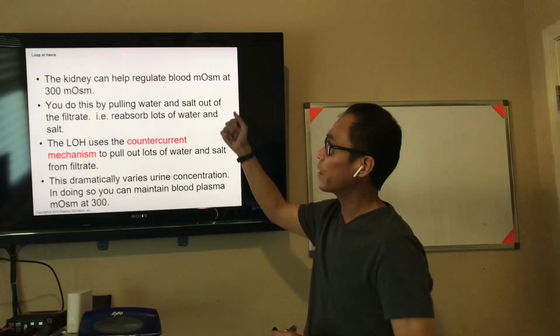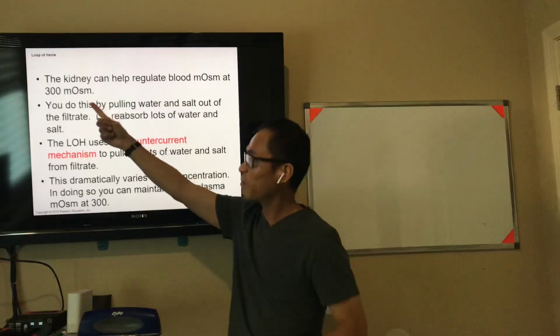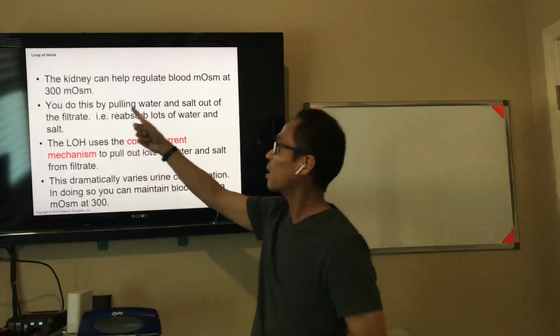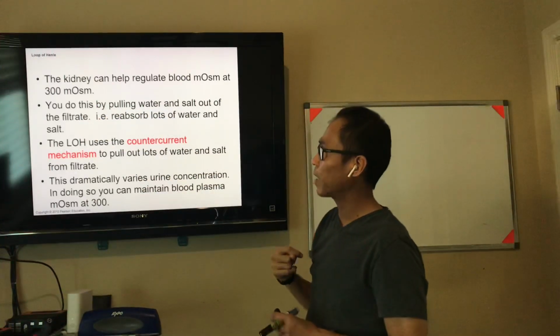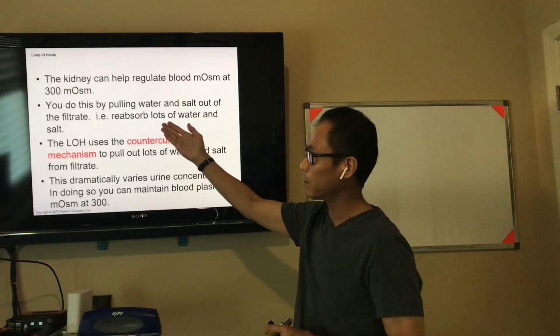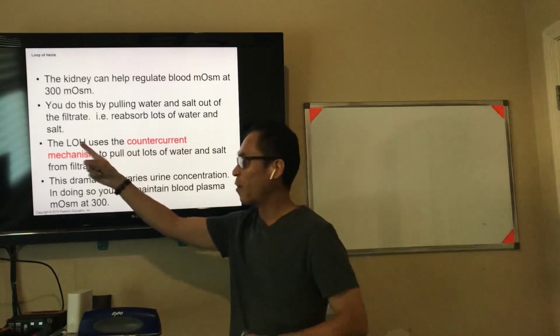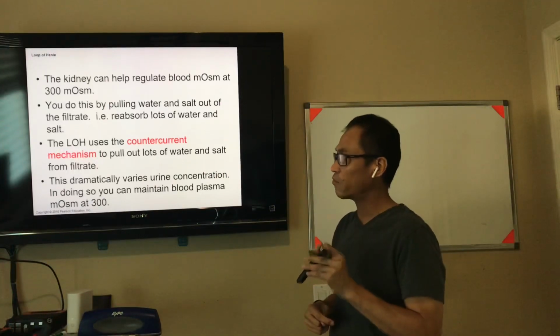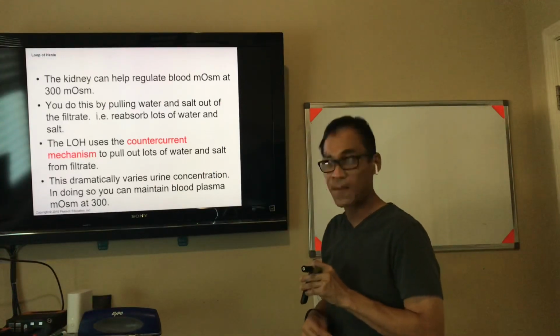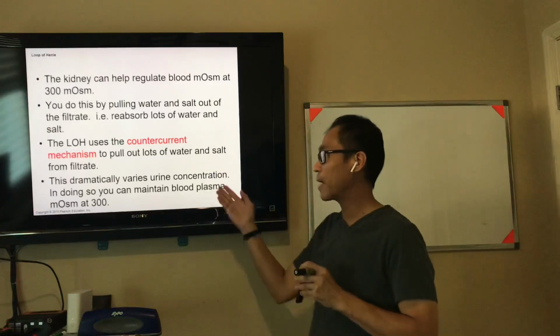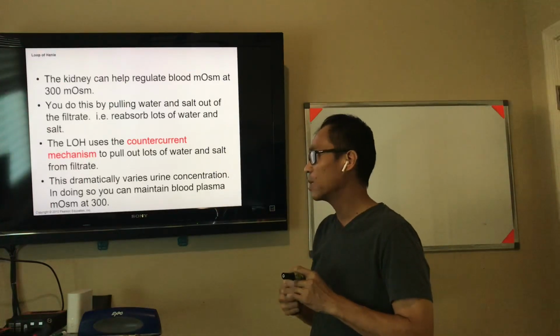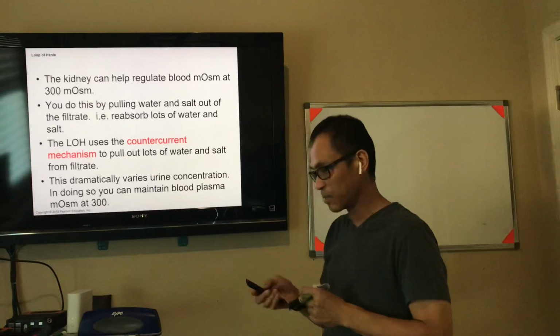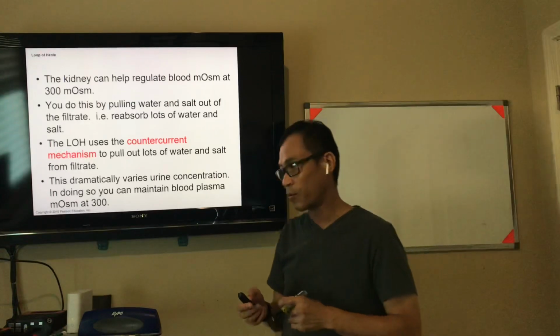So you can regulate the saltiness of the water, that 300, by pulling water and salt out of the filtrate, okay? In other words, you reabsorb the water and salt. The loop of Henle, the LOH, uses a countercurrent mechanism to pull lots of water and salt from the filtrate, and we'll go through that mechanism. So this dramatically varies the urine concentration. In doing so, you can maintain blood plasma milliosmolarity at 300.